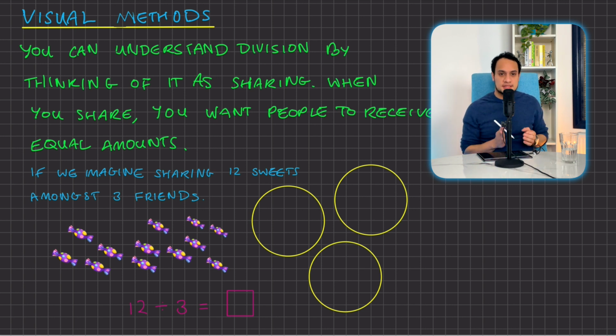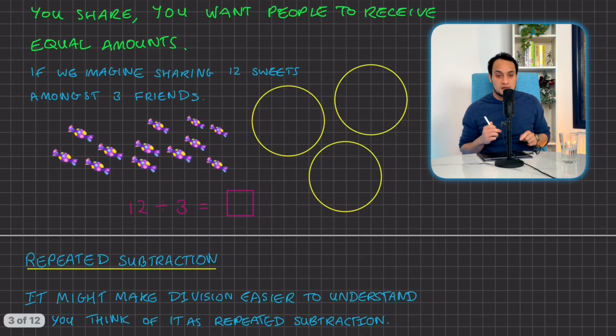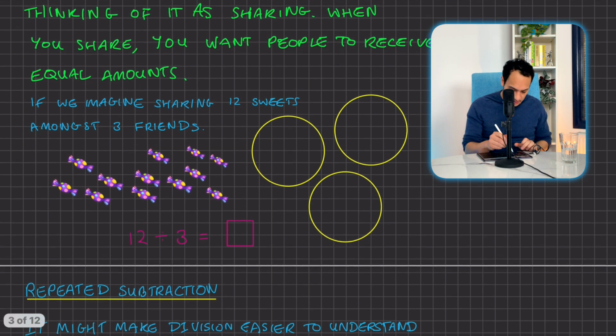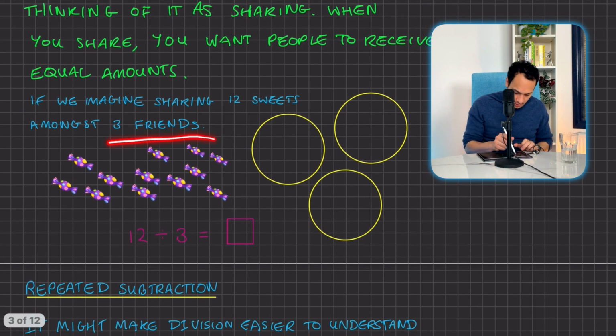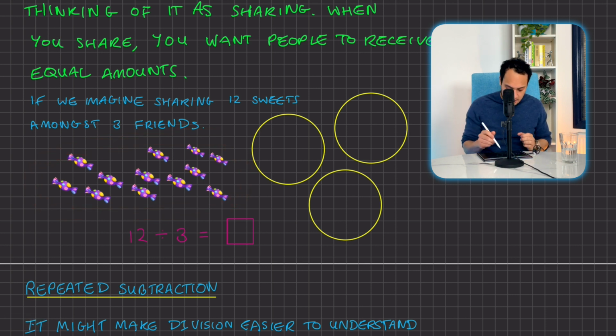So you can understand division by thinking of it as sharing. When you share, you want people to receive equal amounts. We can imagine sharing 12 sweets amongst 3 friends. So these are our sweets. So you can see them here. And then imagine that we turn each friend into these little circles. So you've got one friend there, you've got one friend there, and then one friend there.